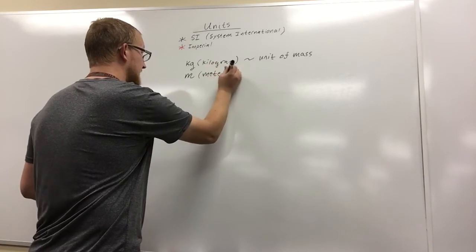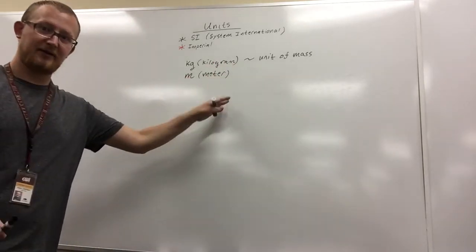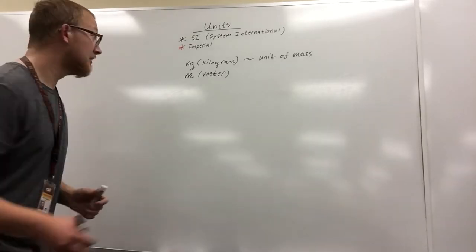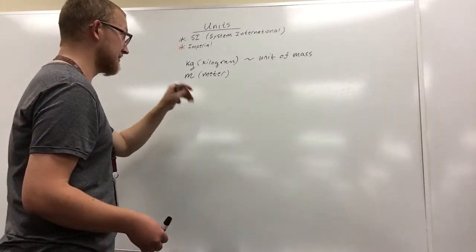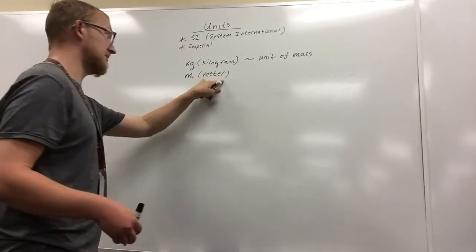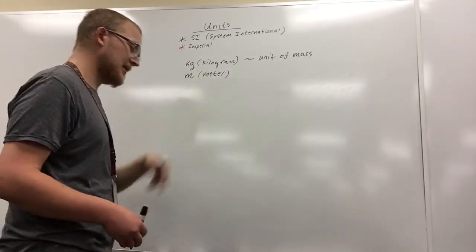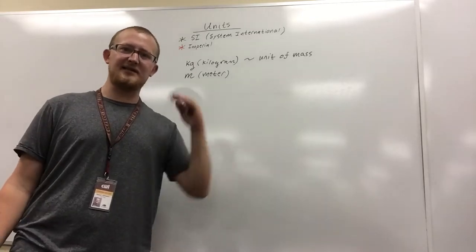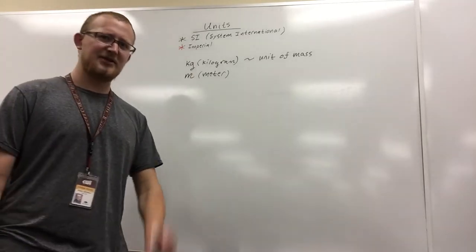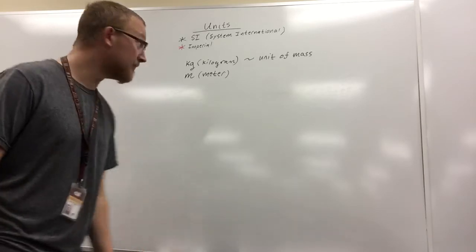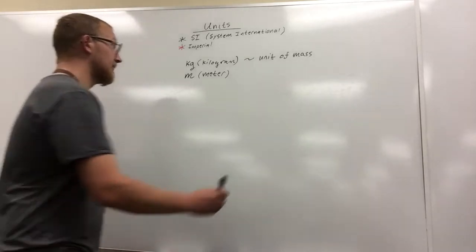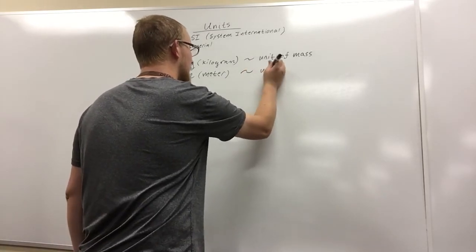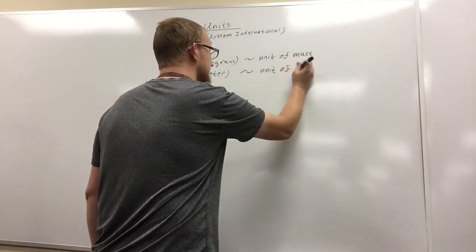And of course the meter is the metric base, right? You could say kilometers or decimeters or micrometers, nanometers, but the base unit in the metric system is a meter. And a meter is a little bit over a yard. If you're just trying to estimate things, think of it as just a tad bit bigger than a yard. And so a meter is a unit of distance.